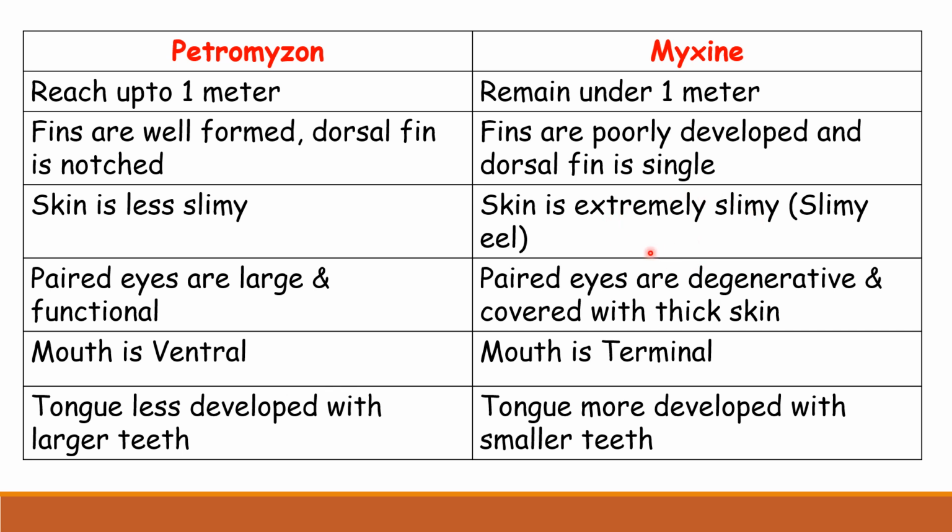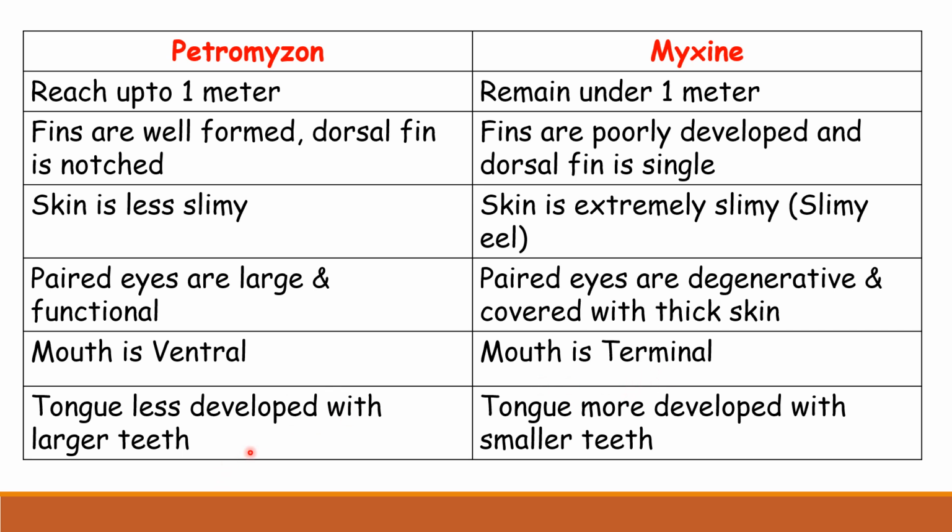They secrete that much slime, so they can protect themselves from the predators. On the other hand, if you look at petromyzon, they have very well developed paired eyes, which are very large and functional in nature, because they have to perform the anadromous type of migration. Coming to the position of the mouth, in lampreys, the mouth is located on the ventral side of the body. On the other hand, in hagfishes, the mouth is terminal in position.